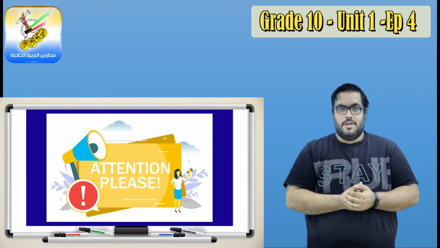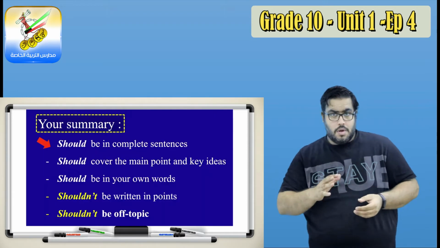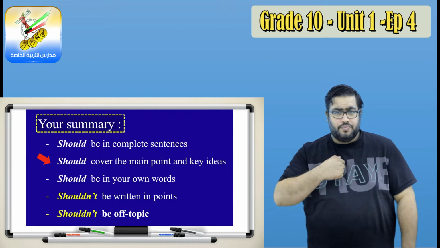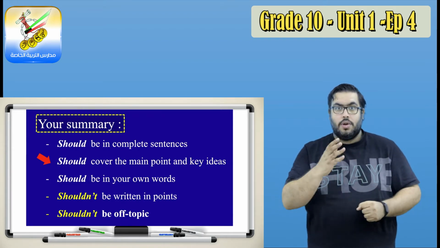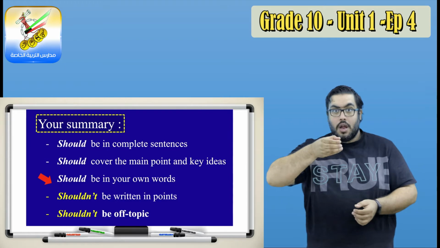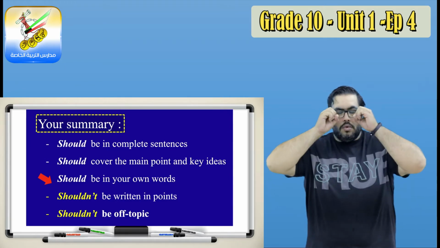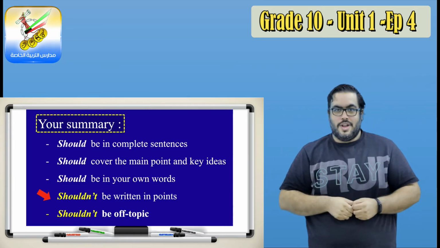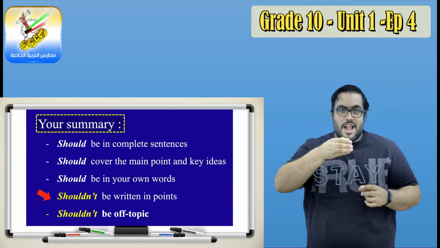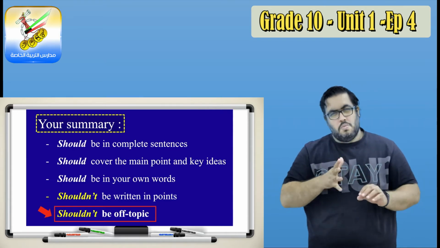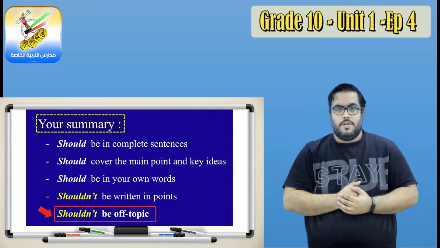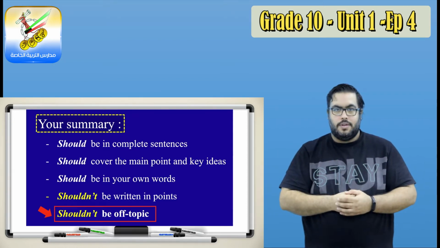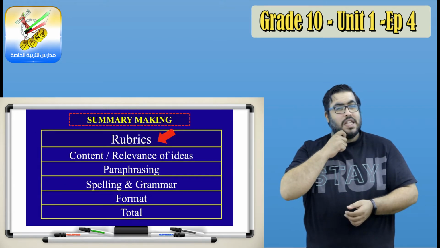However, pay attention to the following. Your summary should be in complete sentences. It should cover the main points and key ideas. It should be in your own words, just like we did in the practice that we did just now. It shouldn't be written in points. Be very careful on this point. Don't write your summary in points. Last but not least, your summary should not be off topic, meaning your summary should be related to the text and to the question.